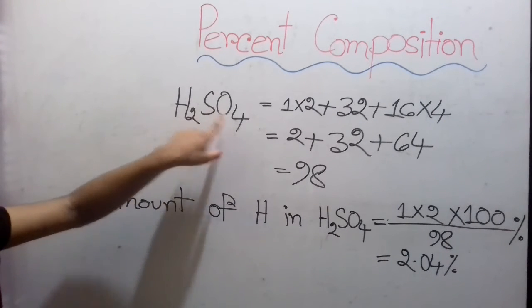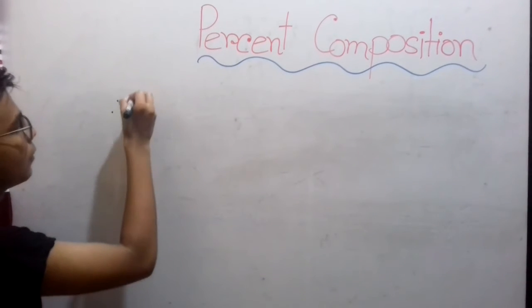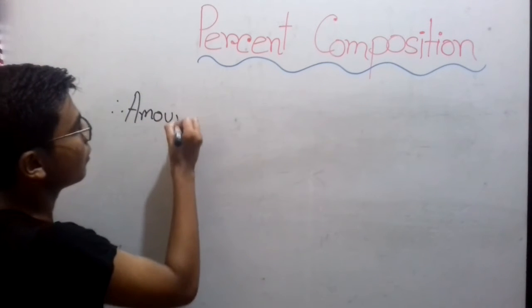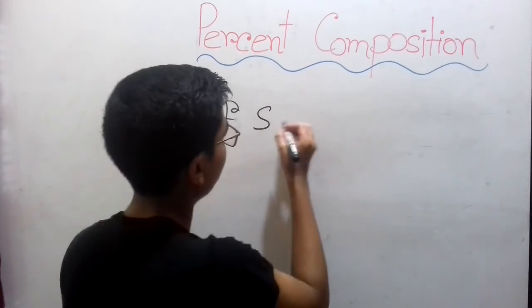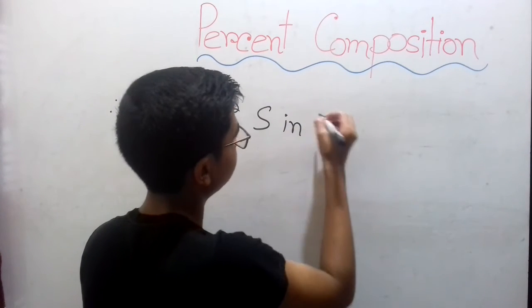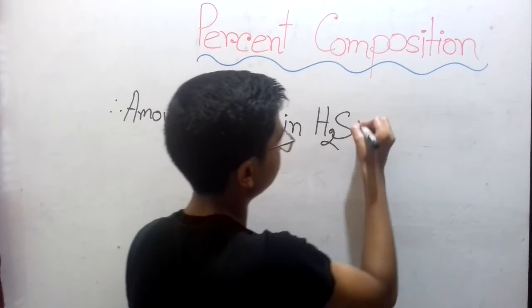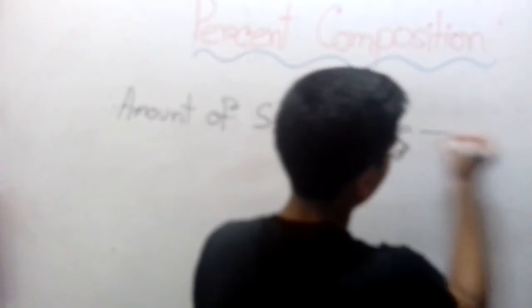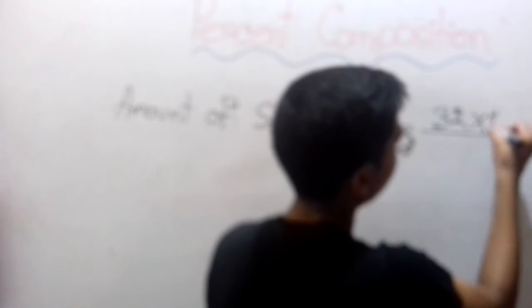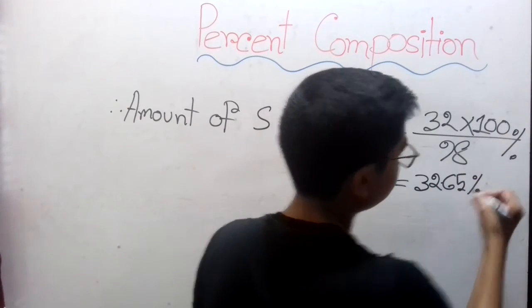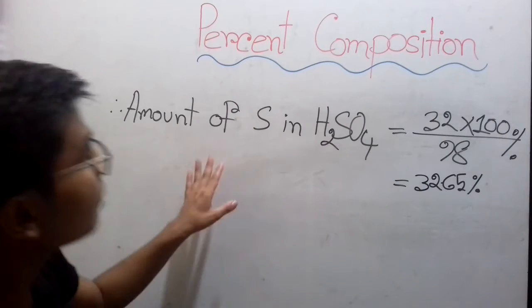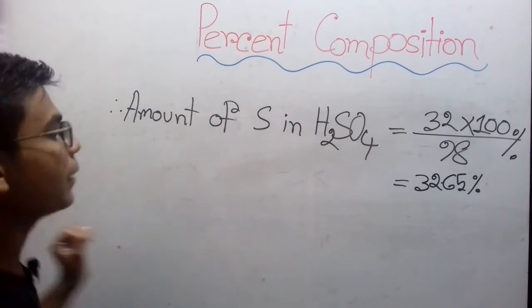In the same way, we are going to determine the amount of sulfur and oxygen. Therefore, the amount of sulfur in sulfuric acid is 32 into 100 divided by 98, with the percent sign. Then it would be 32.65%. Now we are going to determine the amount of oxygen in sulfuric acid.